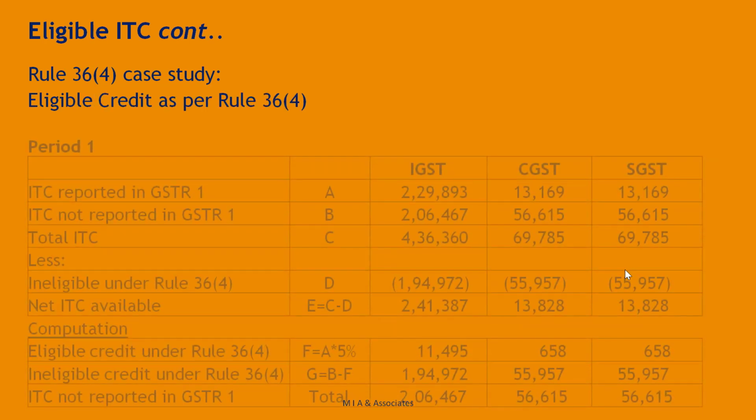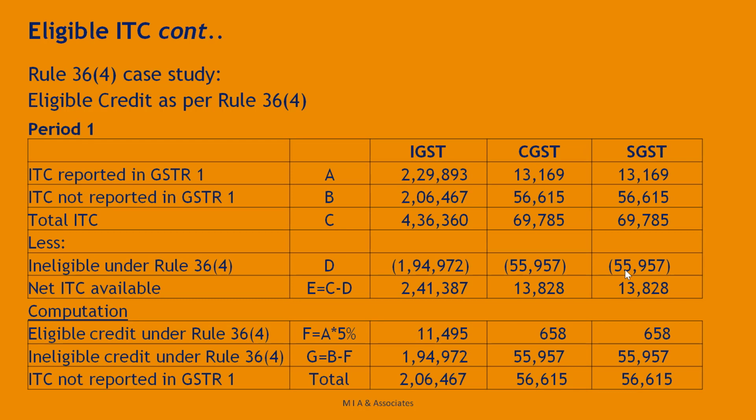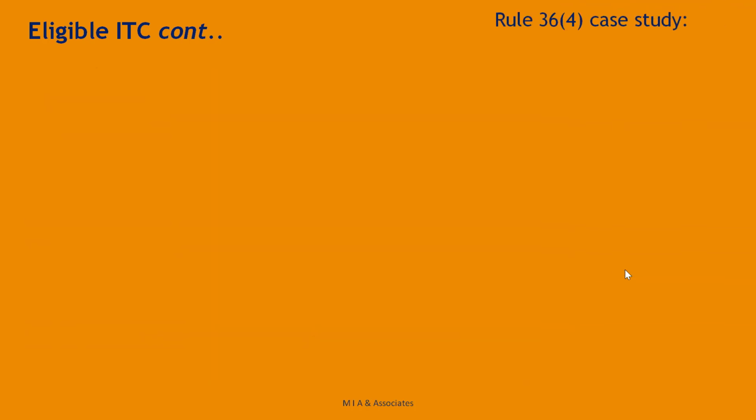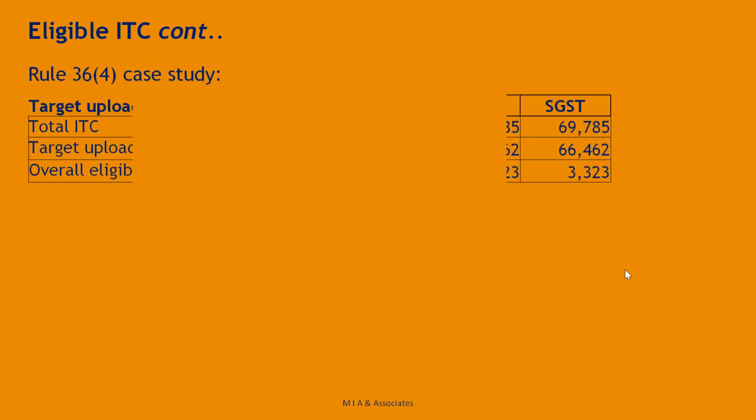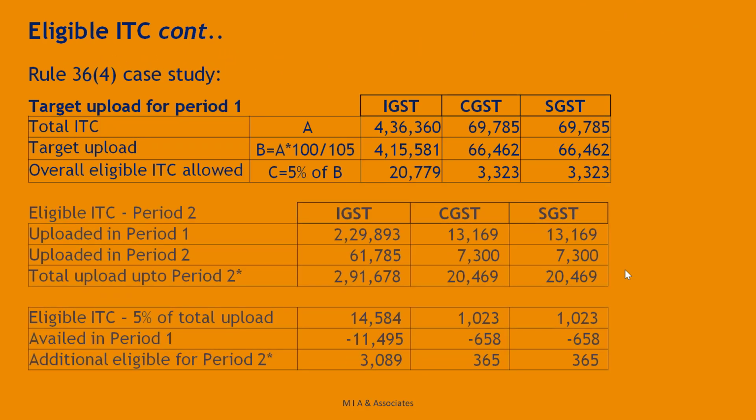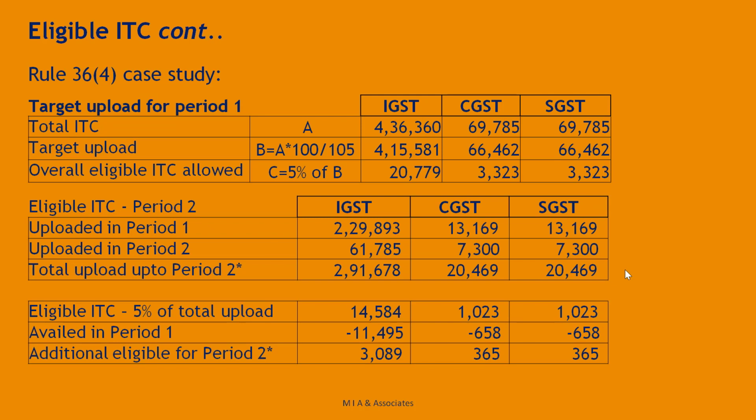So friends, we have seen how the background workings need to be done in order to arrive at this summarized table for taking the eligible ITC under Form 3B. These entire workings need to be performed for each period so long as the entire 100% credit is not available. Similarly, for period 2, the same process has to be performed, and as you can see on the screen, we will have the data of the invoices uploaded in period 1, and data of invoices uploaded in period 2 and the eligible ITC under Rule 36(4).